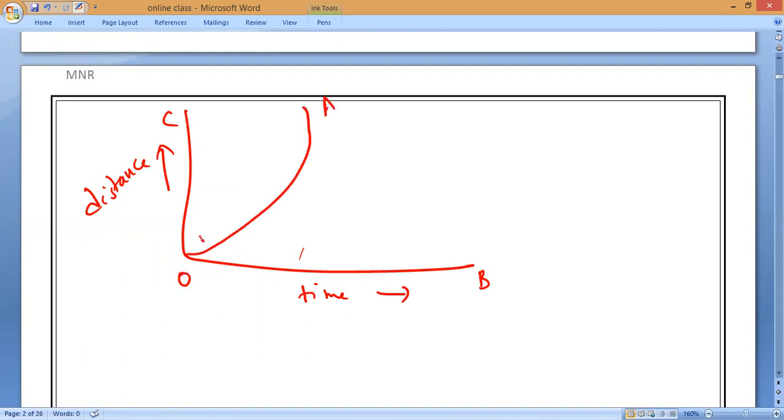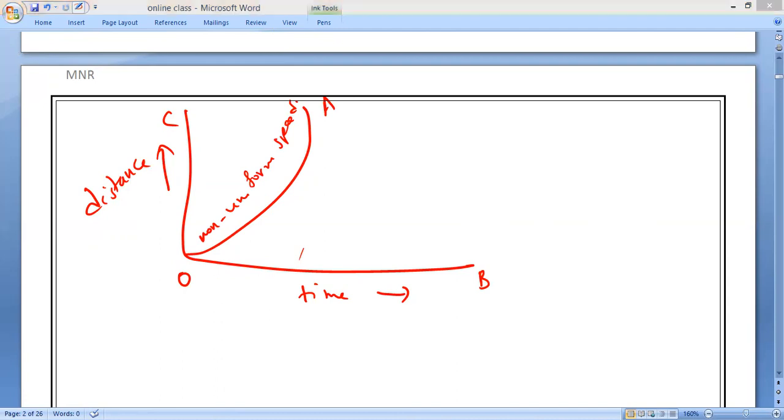So you can say non-uniform speed. Is it okay, everyone? Respond. Yes, sir. So now if you understand this, then this is all about the uniform speed as well as non-uniform speed. Any doubt in graphs, you can ask me. Clear? Yes? Now, speed and time graphs.